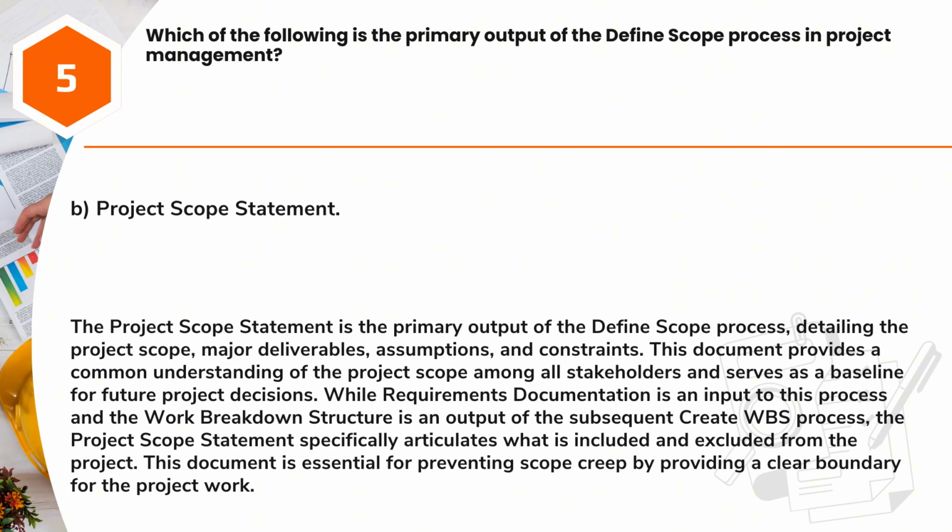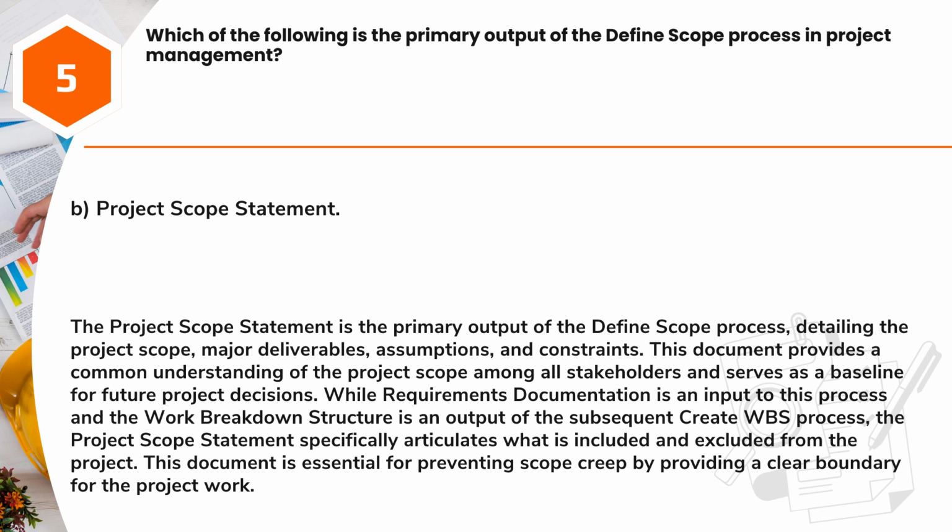Answer: B. Project scope statement. The project scope statement is the primary output of the define scope process, detailing the project scope, major deliverables, assumptions, and constraints. This document provides a common understanding of the project scope among all stakeholders and serves as a baseline for future project decisions.